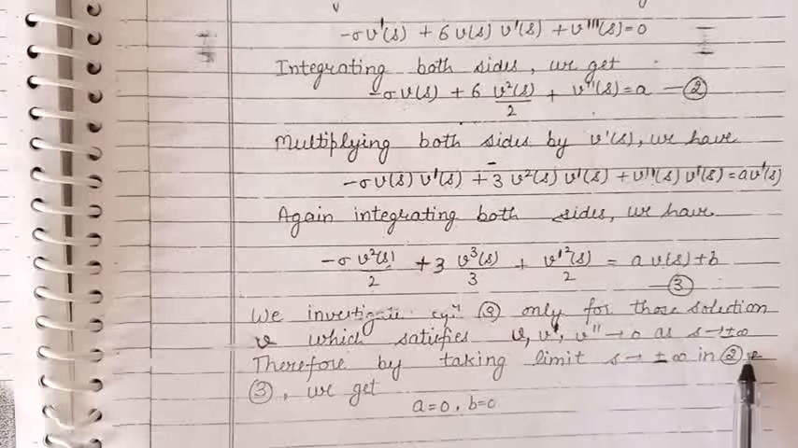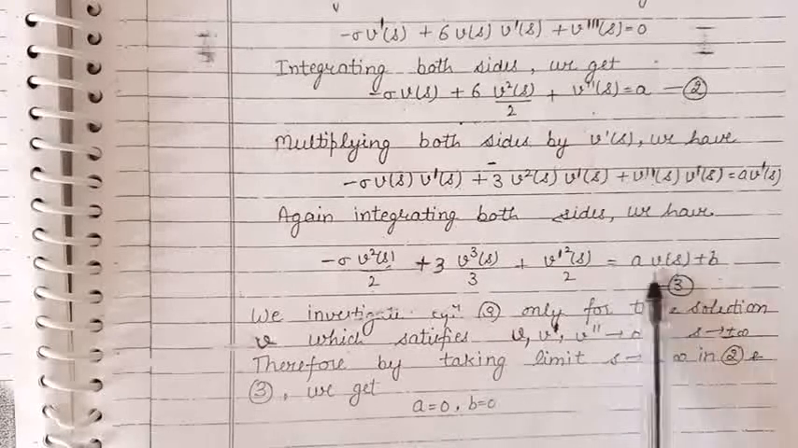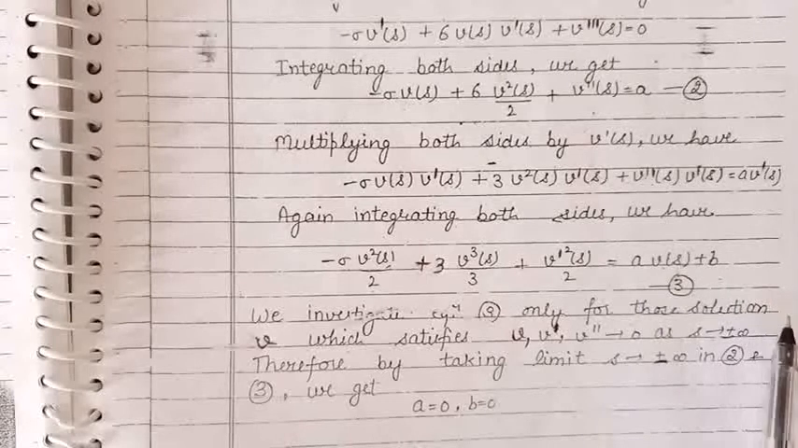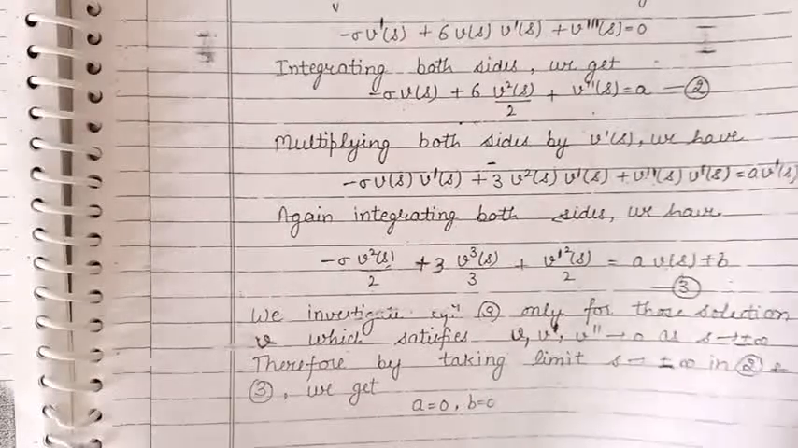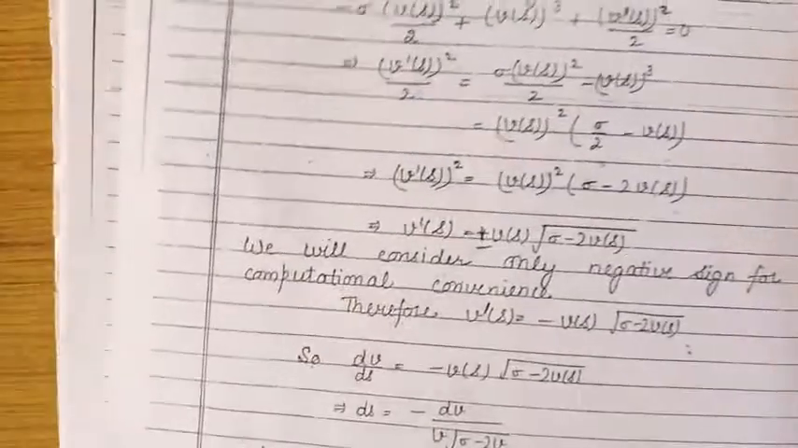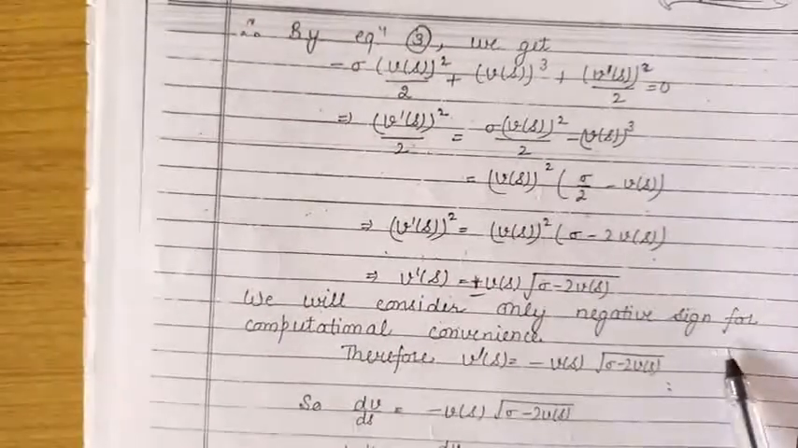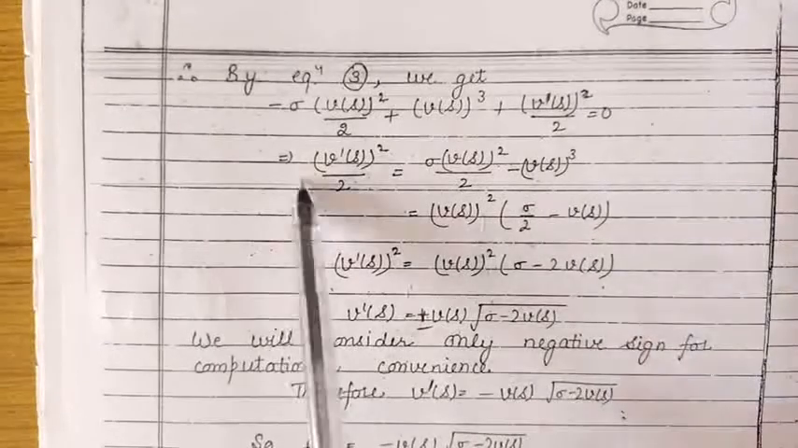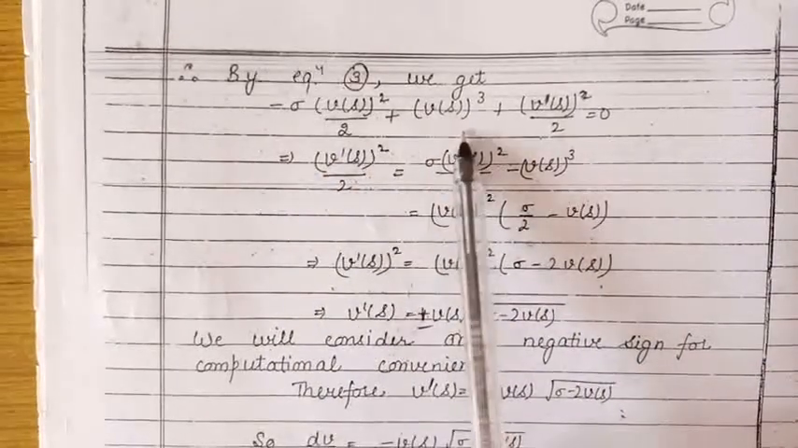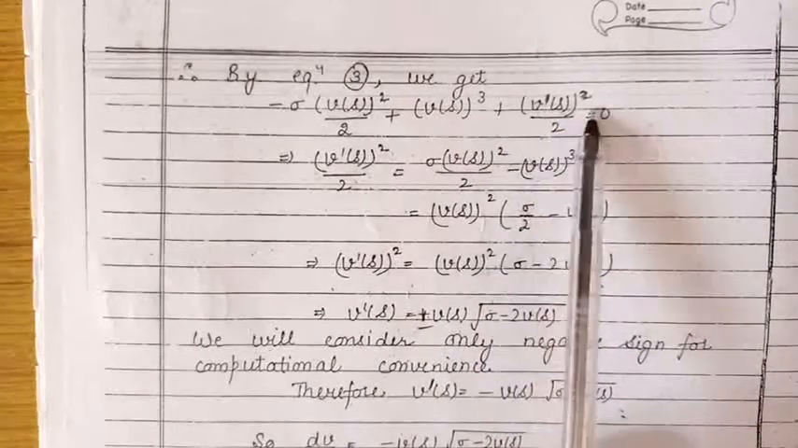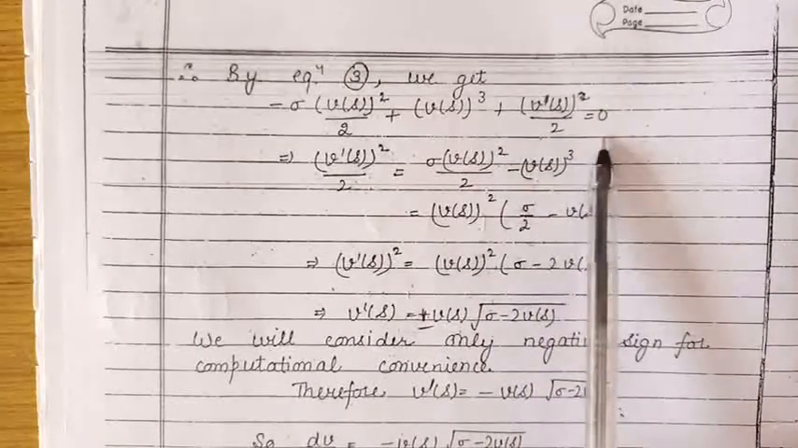So we are applying these conditions here so that we can find the value of these constants a and b. So when we take s approaching plus minus infinity in these two equations, we get the value of a and b to be 0. So finally, substituting the value, equation 3 becomes minus sigma into v square by 2 plus v cube plus v dash square by 2 is equal to 0.